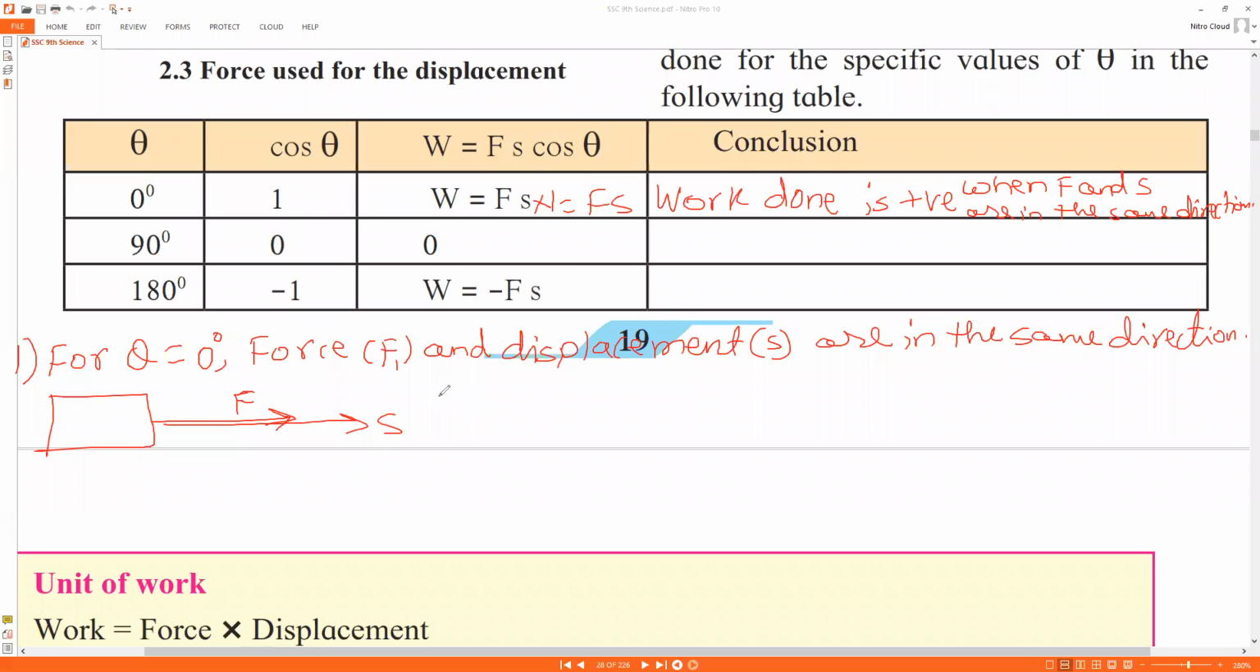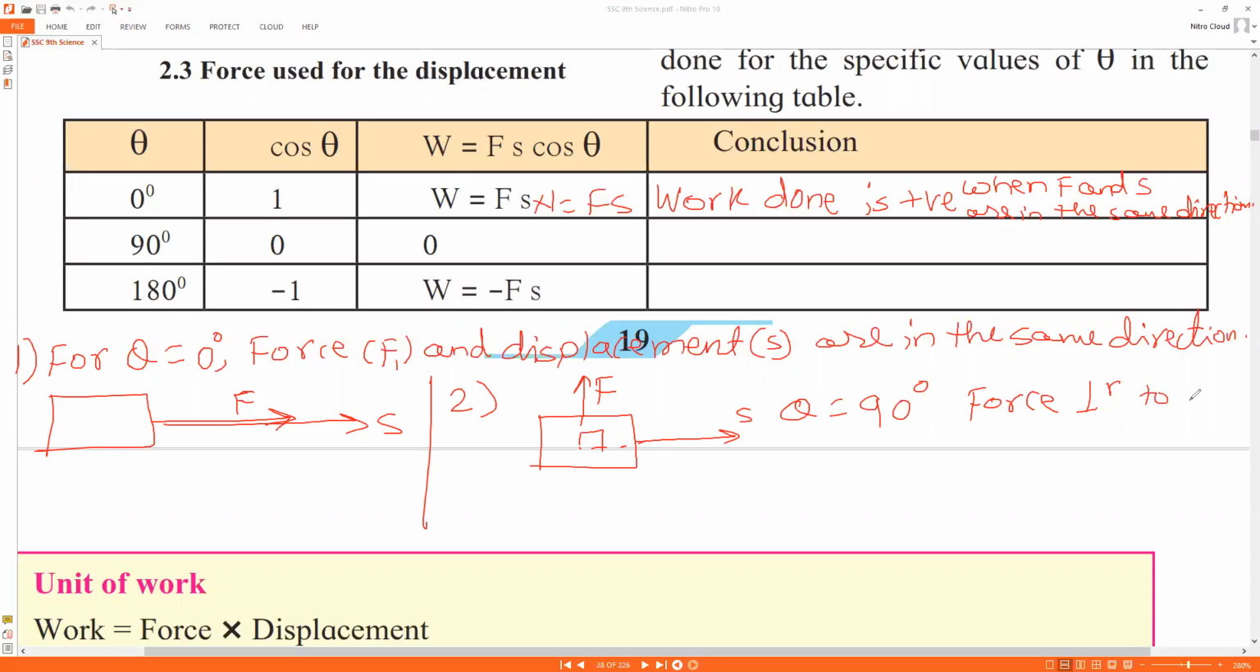Now, second case. In the second case, the work done is zero. The reason is that, let us say, the displacement is in this direction and the force is in this direction. So basically they are perpendicular to each other. So theta in this case will be 90. So force is perpendicular to displacement.